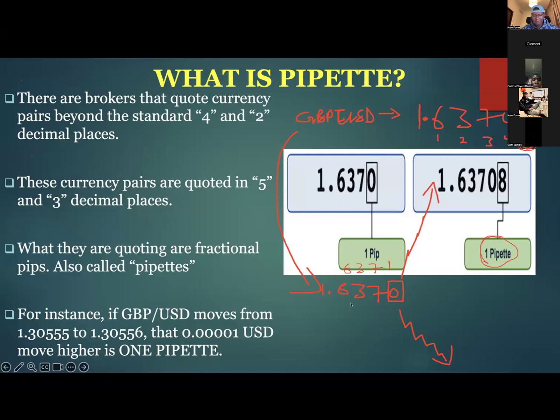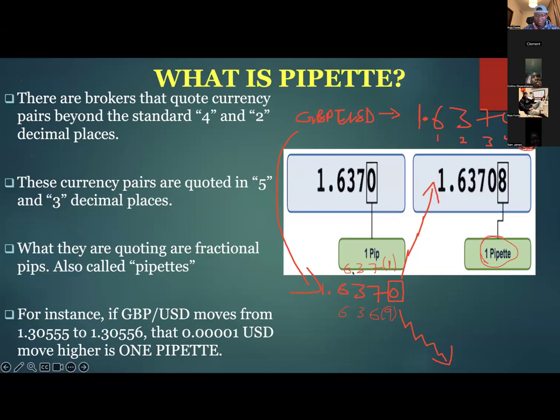And if it is going down by another one value, it is going to be 1.6369. Do you agree with me? So you see that in both cases, it either increased by one or decreased by one. So that one that it changed to is called a pip. But because it is only one, we call it one pip, one pip movement. So 1.6370 to 1.6371 is one pip movement. The same way, 1.6370 to 1.6369 is one pip movement. One. Don't get it twisted.